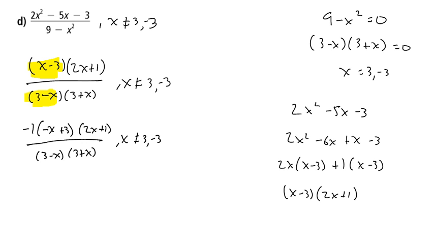And now notice negative x plus 3 is actually the same as 3 minus x. So because x can't equal 3, that's the same as 1 over 1. So our reduced form is going to be negative (2x plus 1) all over 3 plus x. And actually, we'd normally write that as x plus 3, so let's write it that way. And x still can't equal 3 or negative 3.